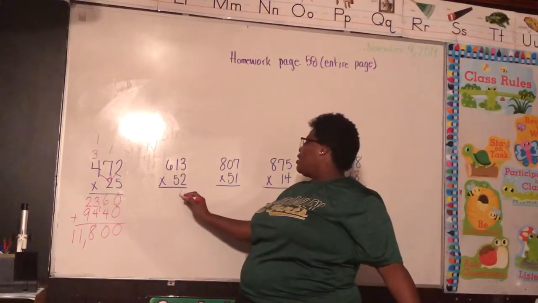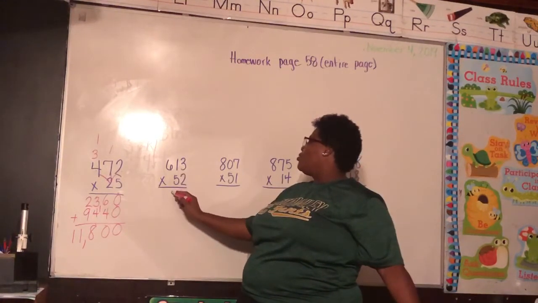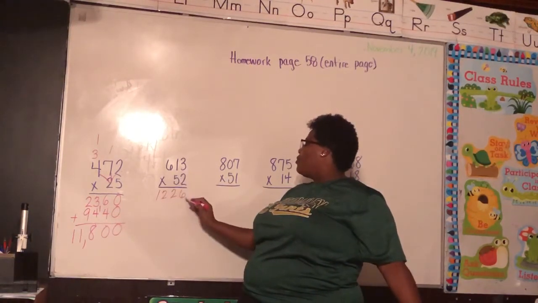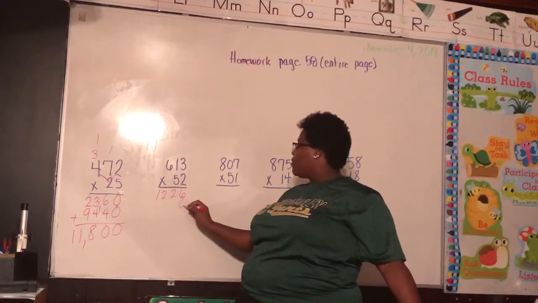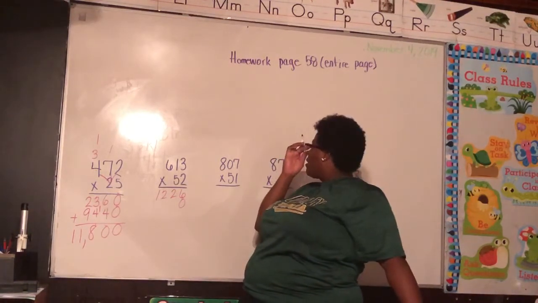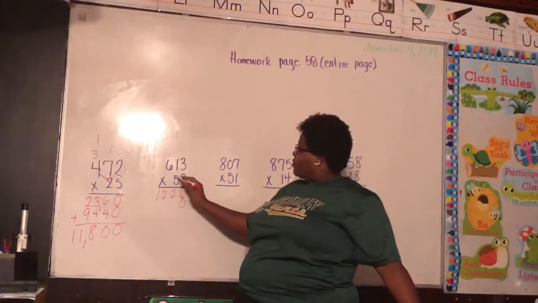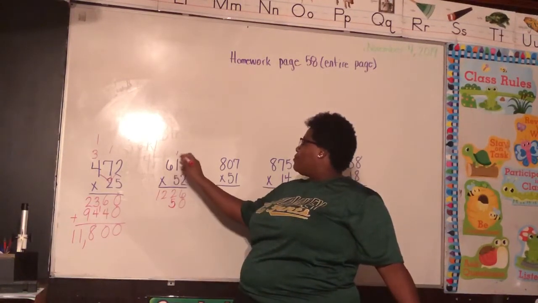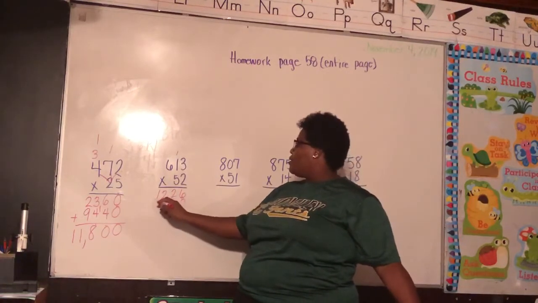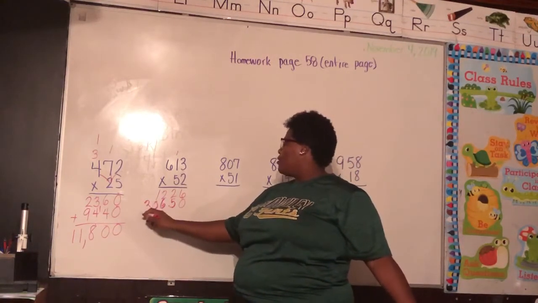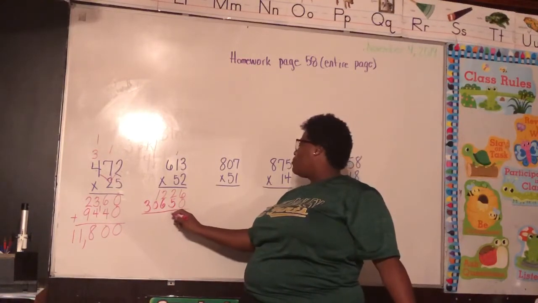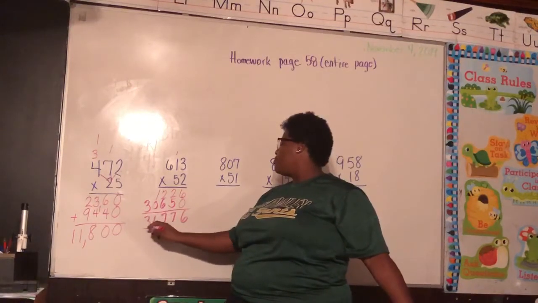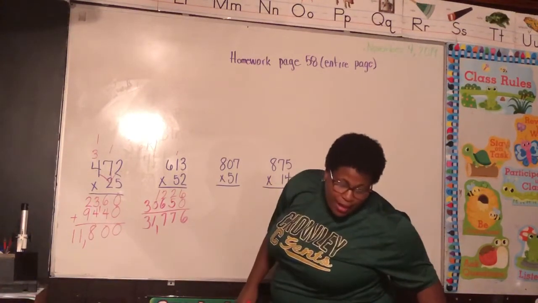3 times 2 is 6. 2 times 1 is 2. 2 times 6 is 12. Peyton, are you paying attention? Before I move on to the next number, I put my 0, because I'm going to let Peyton do the next one. 5 times 3 is 15. 5 plus 1 is 6. And we have 30. Remember to line your numbers up. Here, Peyton, I'll try to do the next one. That's your answer for that.